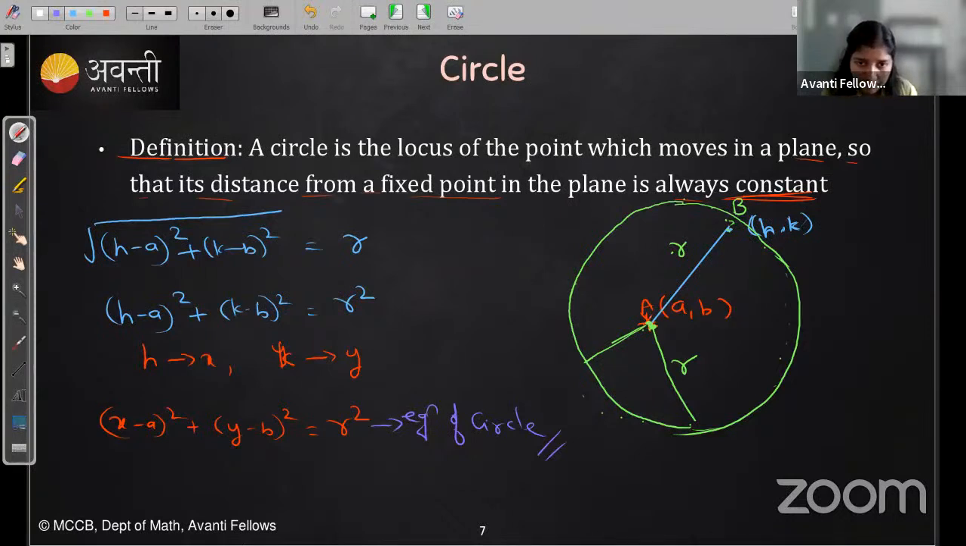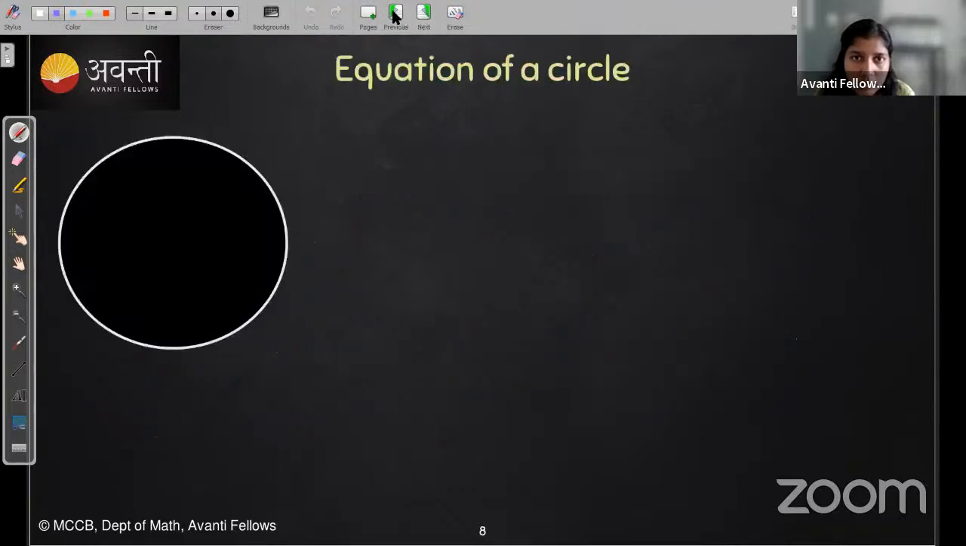Here the center is (a, b) and the radius is r. Now let's take this further. When the center is (a, b) and the radius is r, what was the equation that we got previously?